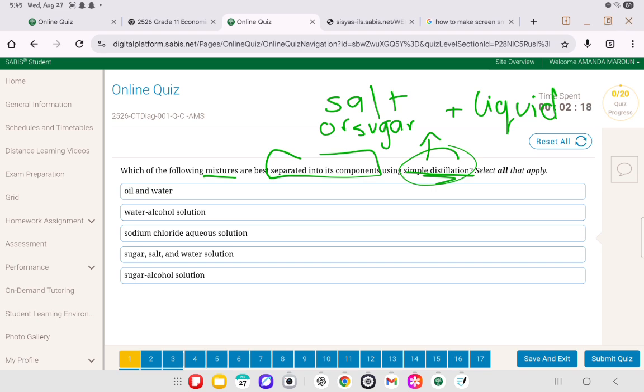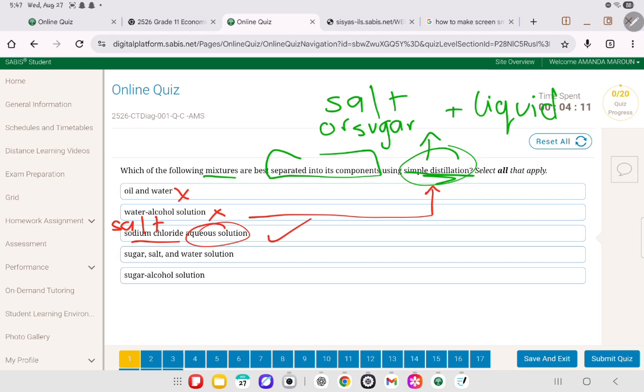So in this case, oil and water is wrong. You can separate oil and water by using a separating funnel. Water alcohol solution: because water and alcohol both have really close boiling points, we will not use simple distillation, we will use fractional distillation. Sodium chloride, which is a salt, aqueous solution, yes, for sure, you can separate it using simple distillation.